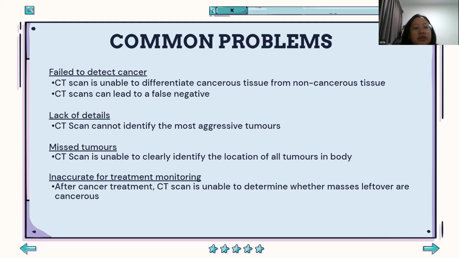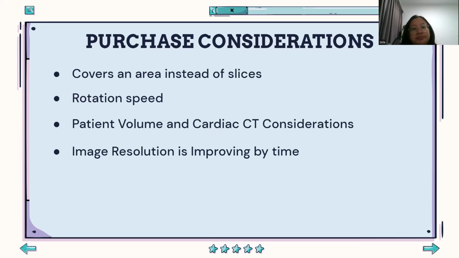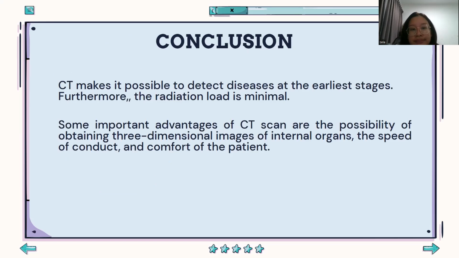The common problems of CT scanners are, first, failure to detect cancer, lack of detail, missed tumors, and inaccuracy for treatment monitoring. After cancer treatment, CT scan is unable to determine whether leftover masses are cancerous or not. For purchase consideration, it covers an area instead of slices. Its rotation speed, patient volume, and cardiac CT considerations matter, and the image resolution is improving over time.